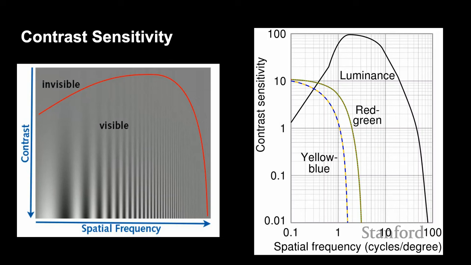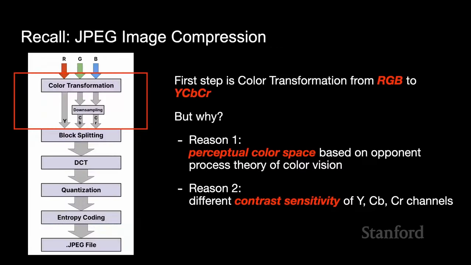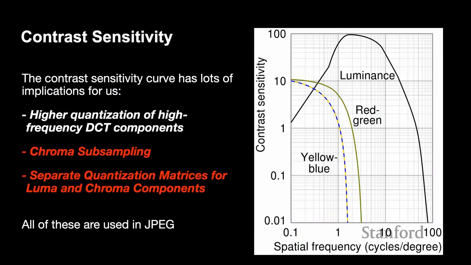Why do we need resolution? To keep account of higher and higher spatial frequency. What this suggests is you can throw away colored information, you can downsample the colored signals. And that's exactly what we do, right? The downsampling step is applied to the CbCr channels and not to the Y channel. And things still work out fine, which again is motivated by how human vision works. So this particular curve actually has lots of implications for us.